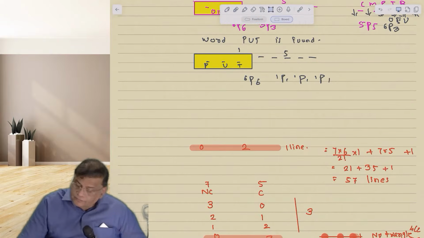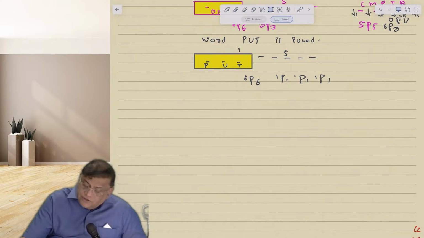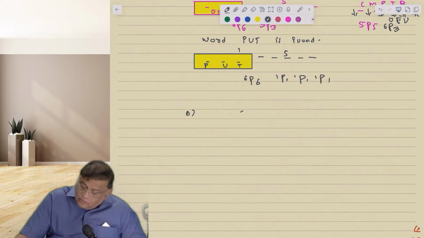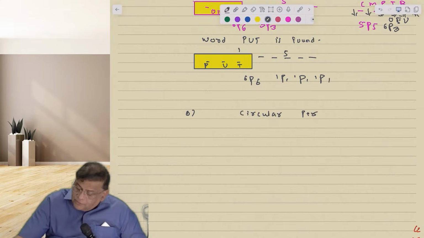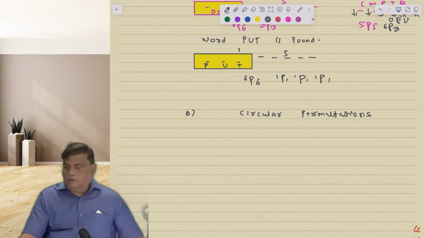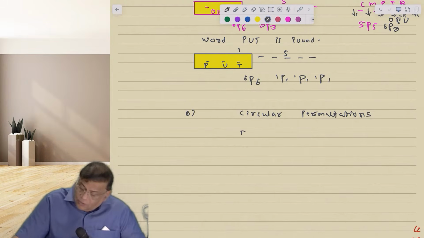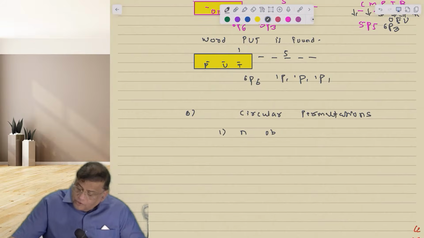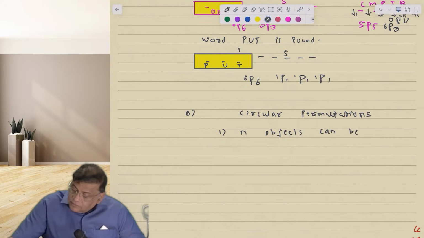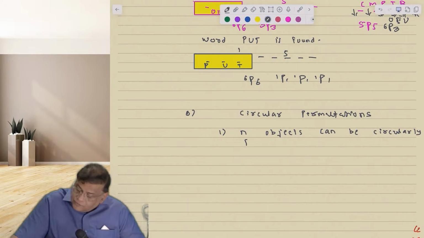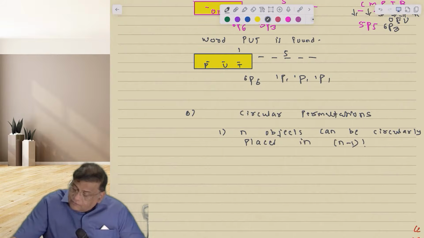Now, point number 6 here for revision is all about circular permutations. Whenever n objects are circularly placed, they can be arranged in (n minus 1) factorial ways.